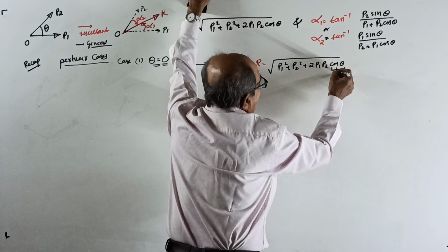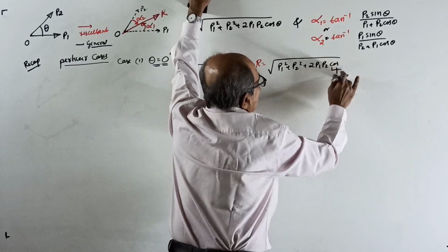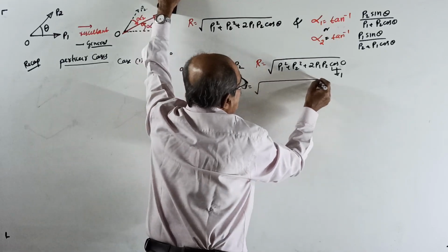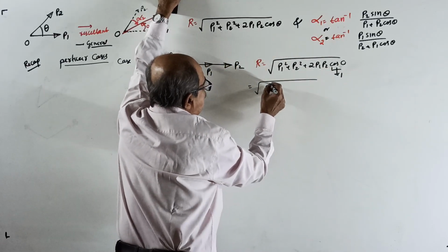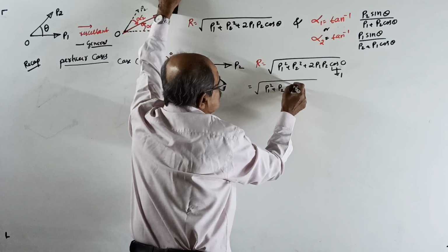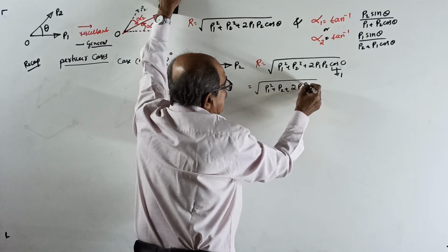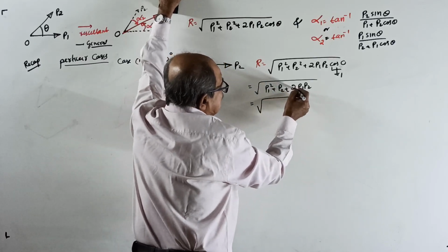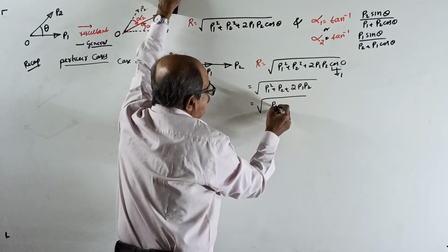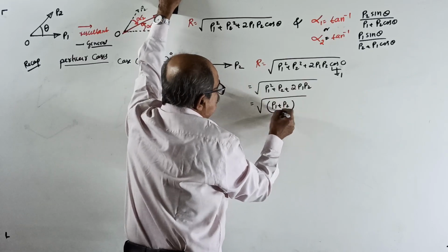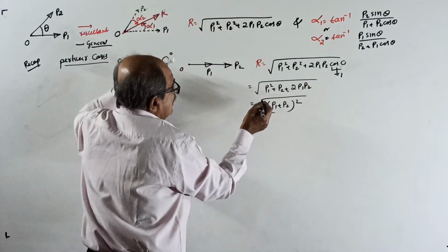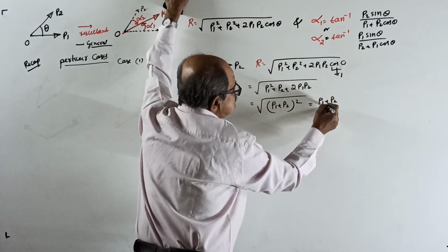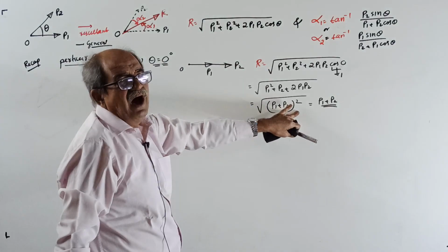You know that cos 0 equals 1. Therefore, equals root of P1 square plus P2 square plus 2 P1 P2, or equal to root of A square plus B square plus 2AB, mathematics, P1 plus P2 whole square. So that is root of that one. Root of square equals P1 plus P2. This is the answer for resultant R.